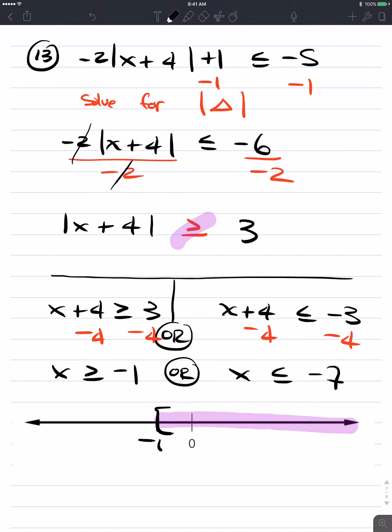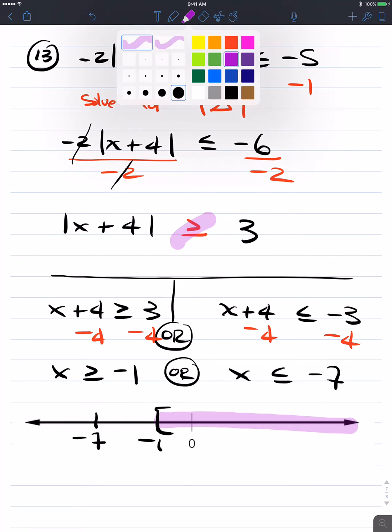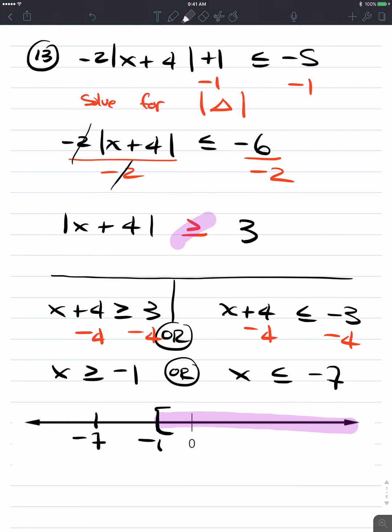The second inequality describes numbers that are less than or equal to -7. Numbers smaller than -7 live to the left of -7. We include the -7 because it involves a condition of equality. These are less than or equal, greater than or equal signs.